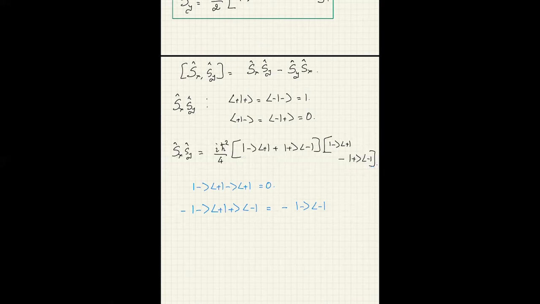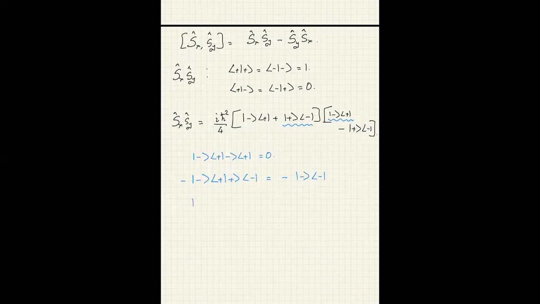So I will multiply this guy with this guy. If I do that, I get plus, minus, minus, plus, and this would be equal to, again, the overlap of minus minus is 1. So this would be equal to plus, plus.